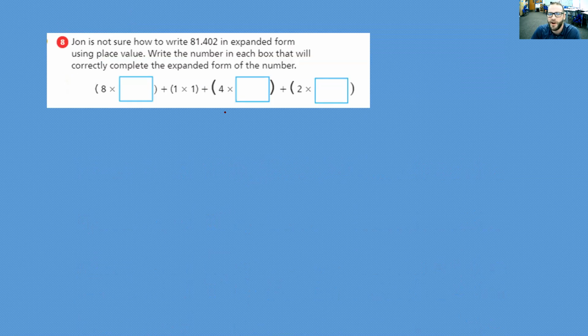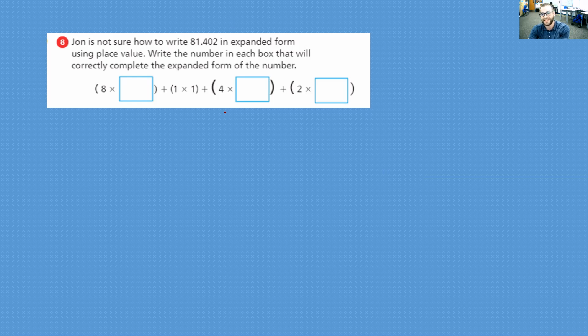Here it's saying, okay, this guy got real confused when he turned it into expanded form, but this expanded form is a little bit different. Instead of just telling me what each one is worth, just multiply it by its place value. Okay, so this is expanded form using place value.